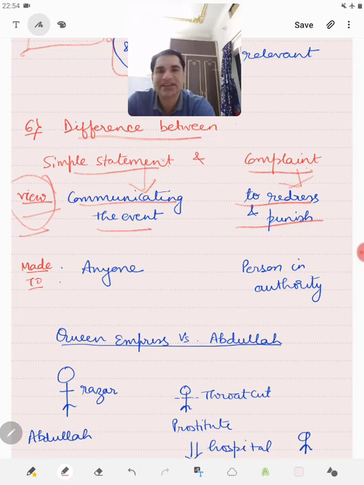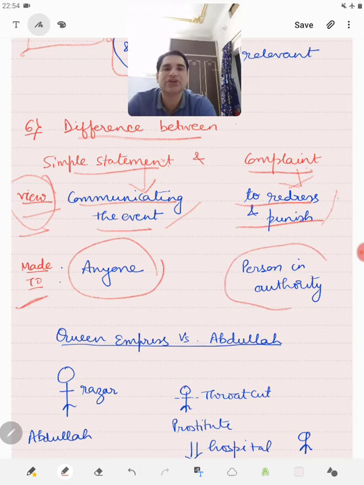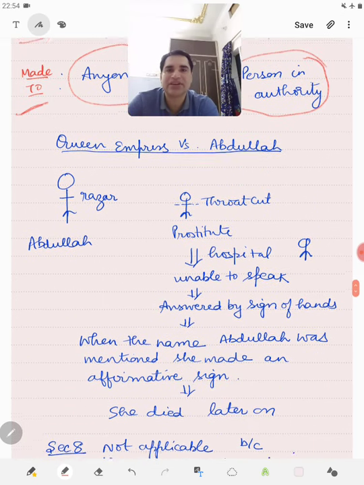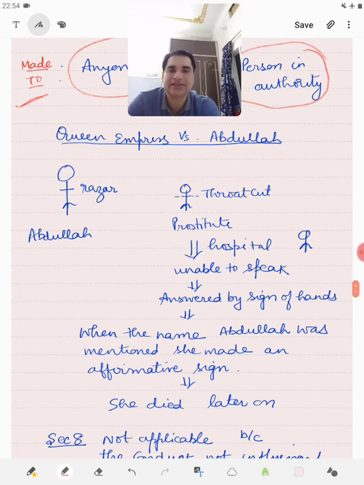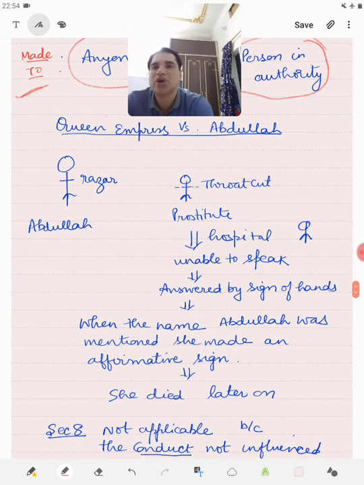So a simple statement is just a way through which the purpose is to communicate the event to a third party, and in a complaint, the purpose is to redress or punish the guilty. And then, to whom is it made? A simple statement is made to anyone, while a complaint is made to a person in authority. Now there is one very important case law, and that has also been asked a number of times, so please remember it: Queen Empress versus Abdullah.